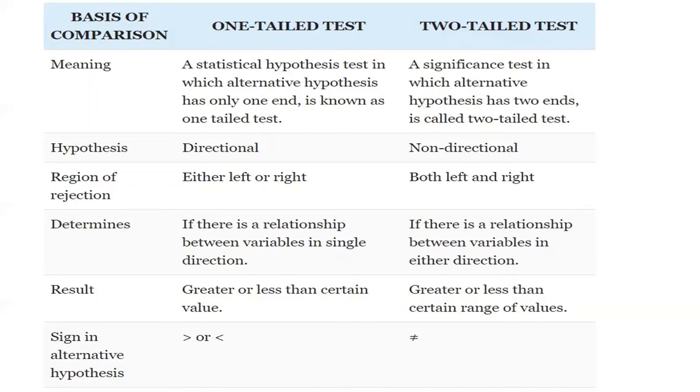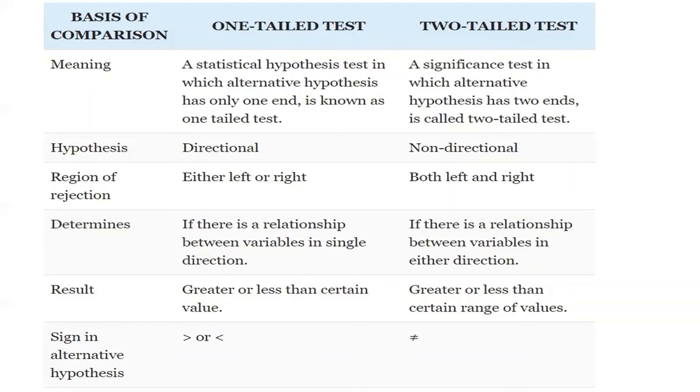In case of a two-tail test, a significance test in which the alternative hypothesis has two ends is called a two-tail test. Whenever there is one end, it is called one-tail, and whenever two ends exist, it is called a two-tail test. The one-tail test is directional, and the two-tail test is non-directional. The region of rejection will be either left or right in a one-tail test, but in a two-tail test both left and right can be the region of rejection.